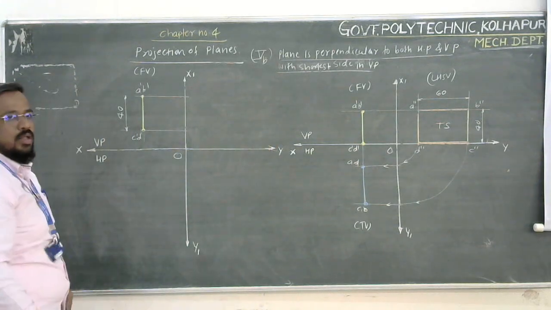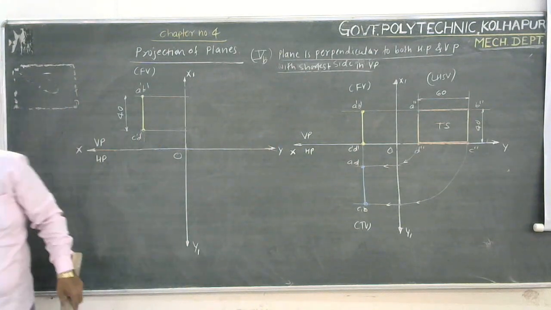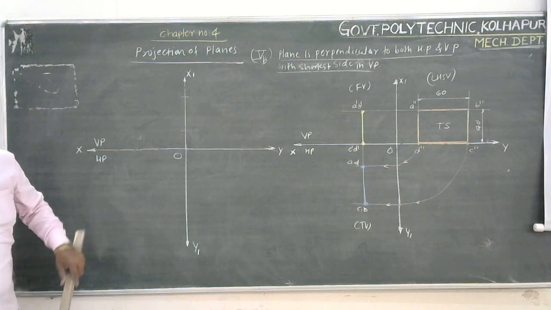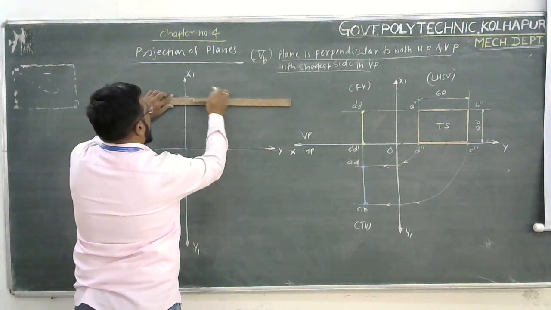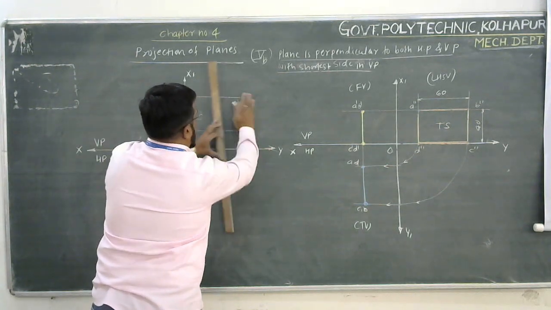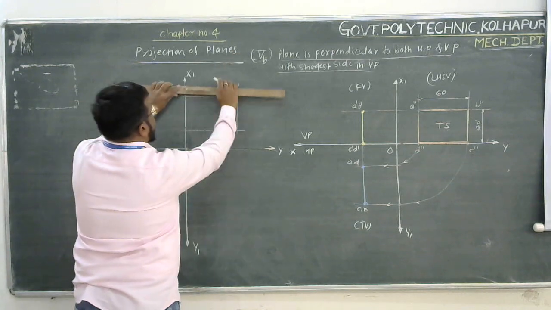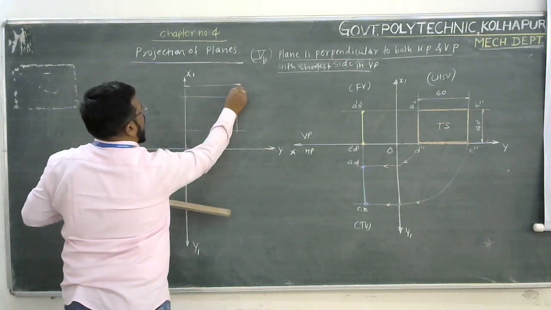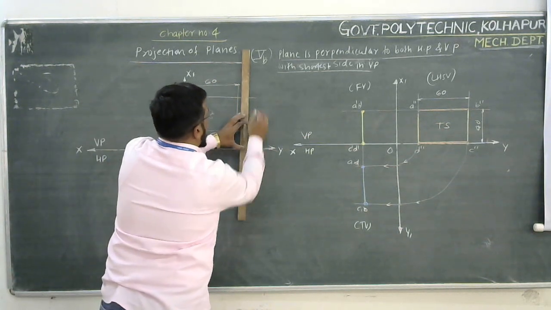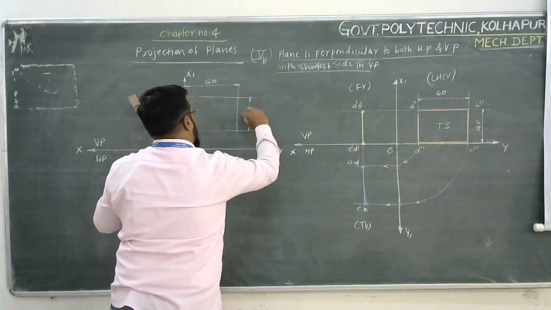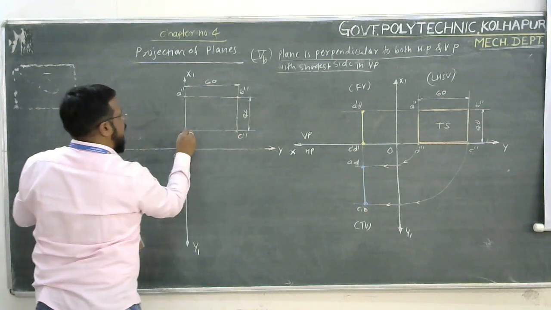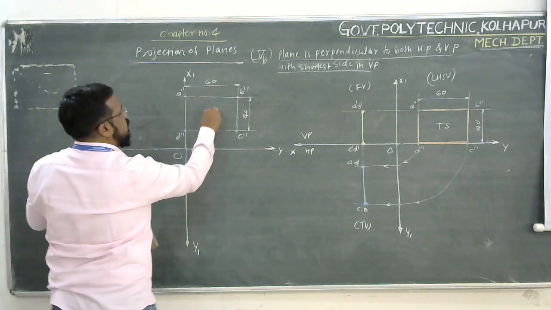Initially we have practiced drawing the true shape first. So we draw the true shape, no issue. The true shape immediately starts from this XY plane. So this is a 40 by 60 rectangle. This is measuring equal to 60 and this is measuring equal to 40. So these points are A double dash, B double dash, C double dash, and this one is D double dash. Of course, this is the true shape.